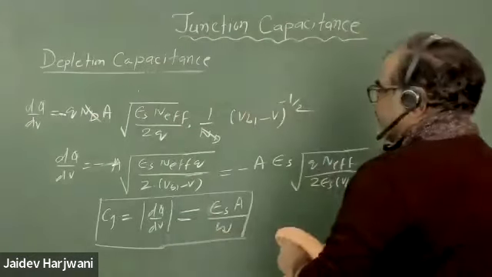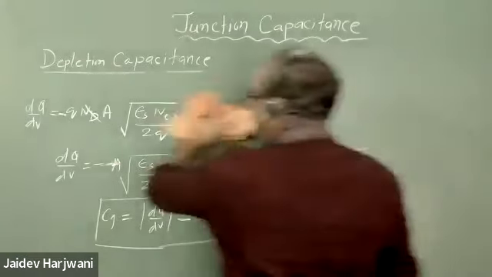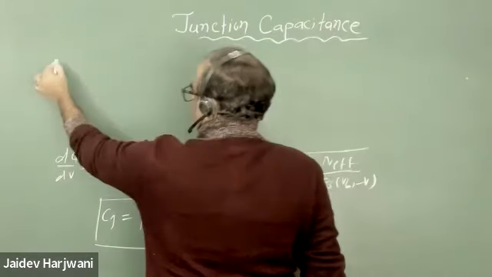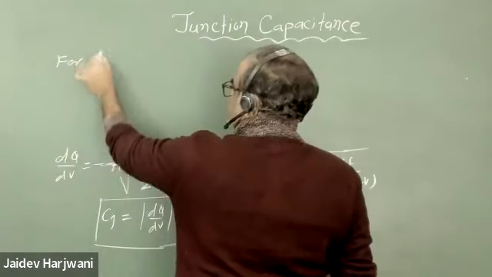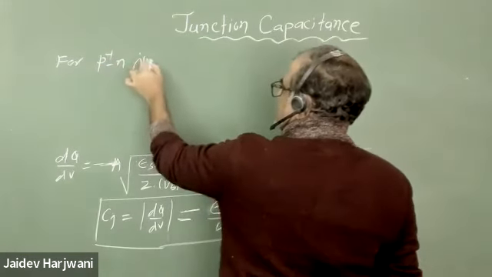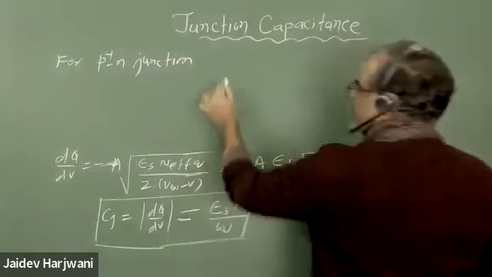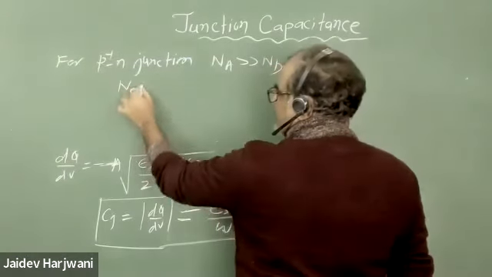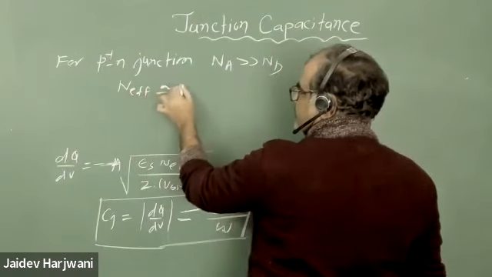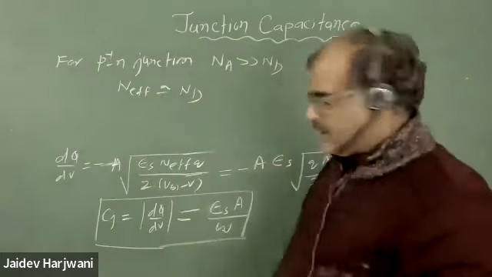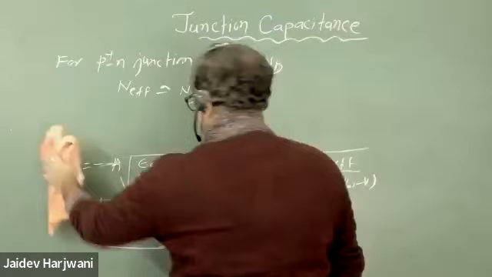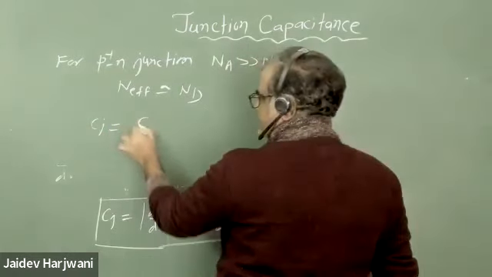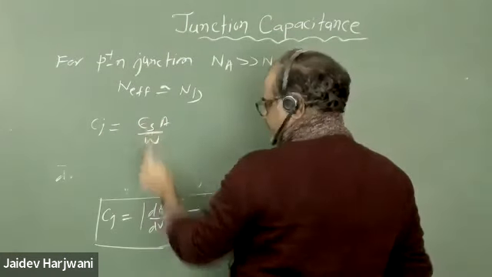For example, if I take a heavily doped PN junction, suppose my PN junction is P plus N type. So for a P plus N junction, I know my Na is greater than Nd. So my N effective will be only equal to Nd. Now I have C_j. C_j is nothing but ε_s A by W.